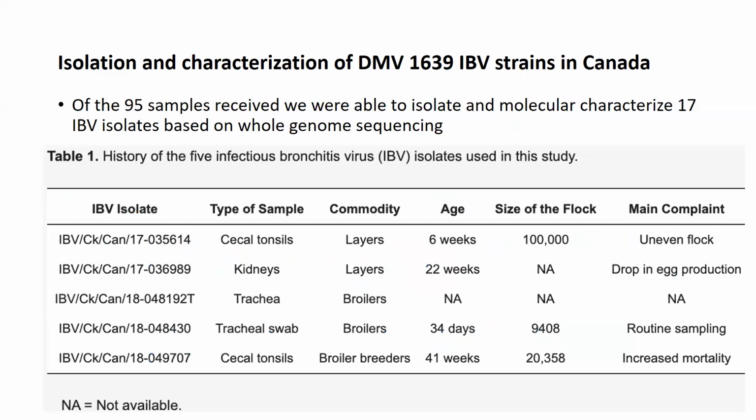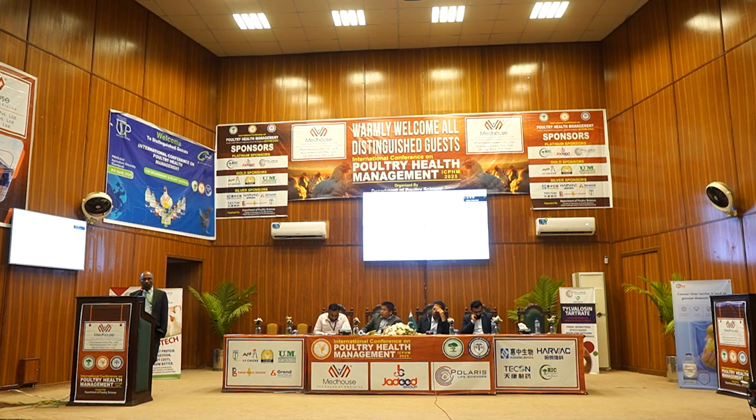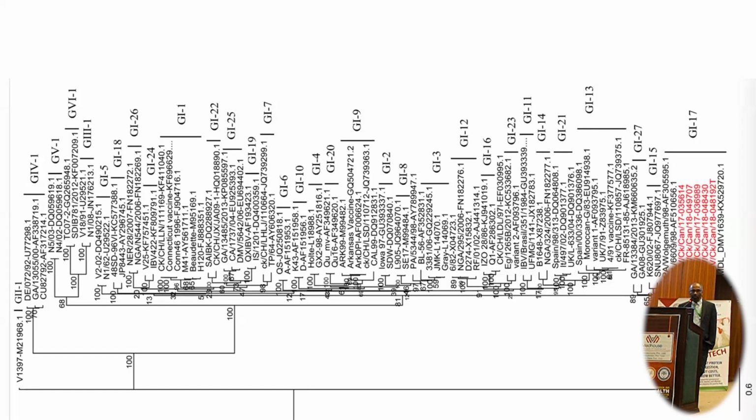In 2017, 18, 19, we analyzed a lot of diagnostic samples. The virus can be isolated from the cecal tonsils, kidney, trachea, tracheal swabs, even pleural swabs. What we did, we isolated the virus, we did whole genome sequencing, and when we analyzed it, we found it all fit into the GI-17 lineage. That is where the DMV 1639 belongs.